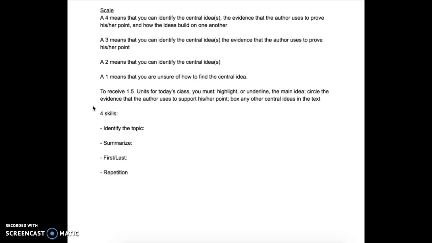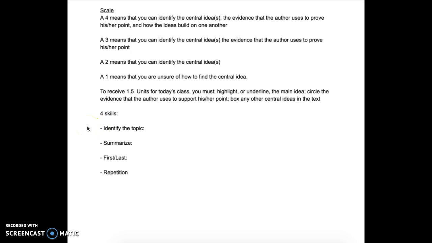To receive a unit and a half for today's unit, you must highlight or underline the main idea, circle the evidence that the author uses to support the point, and box any other central ideas. You do this first by going through and identifying these 4 skills.